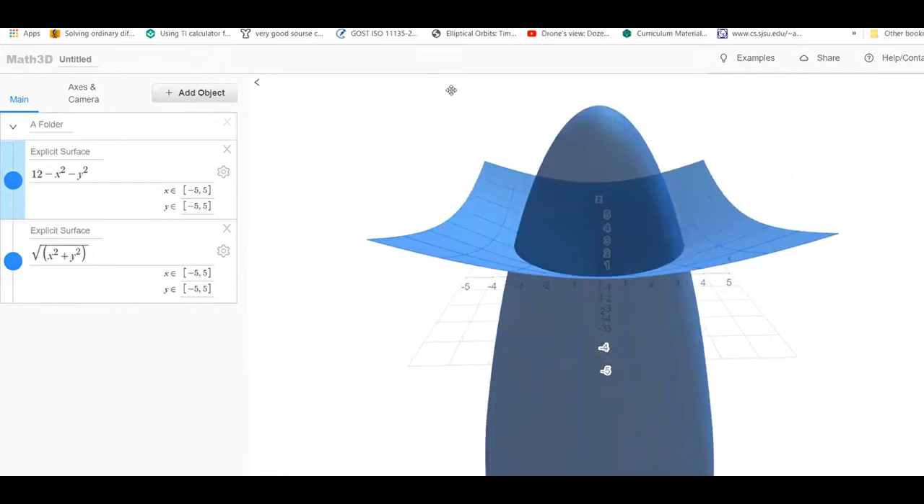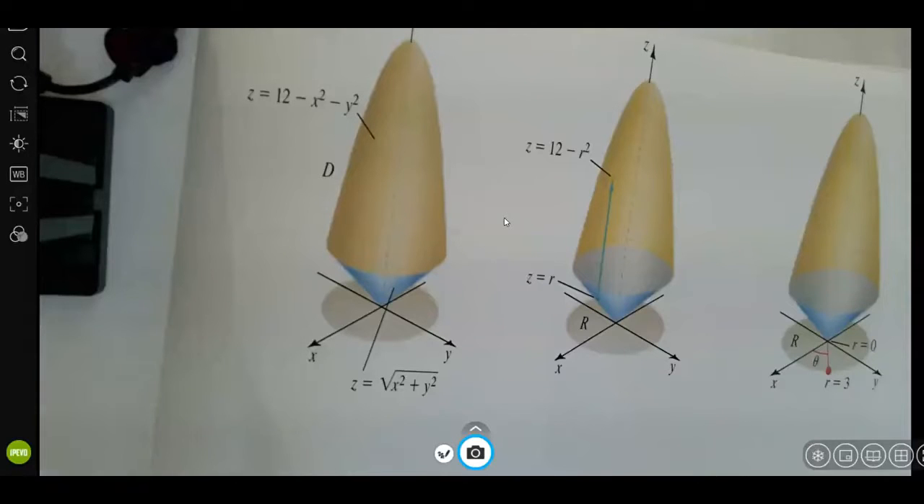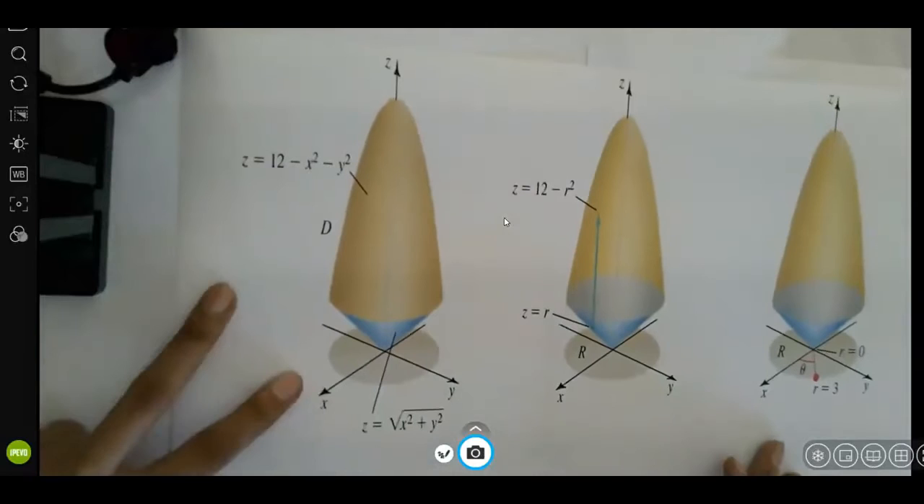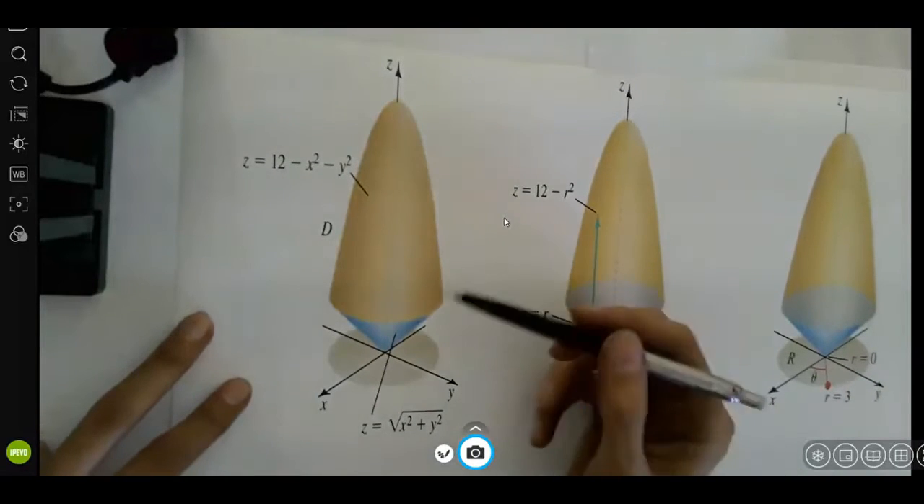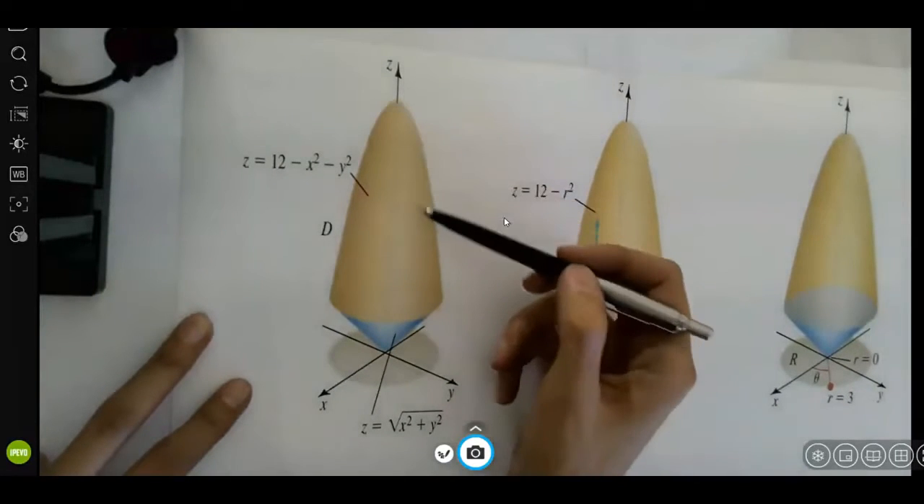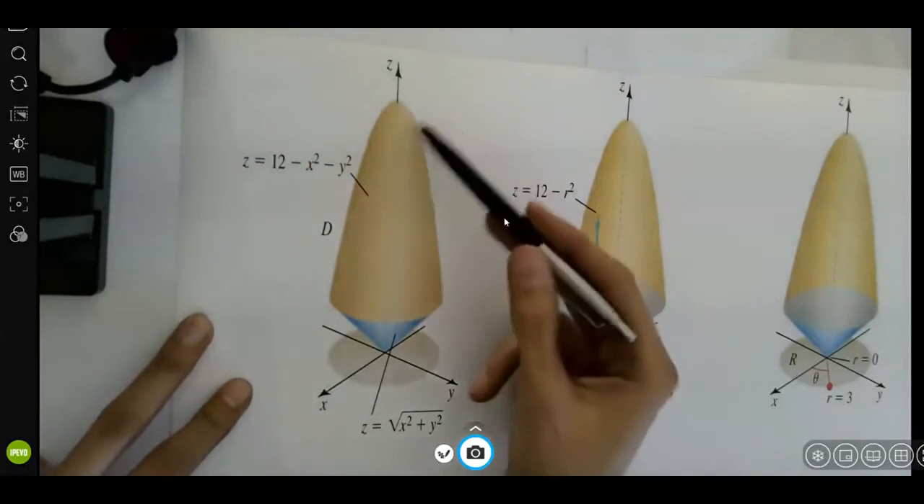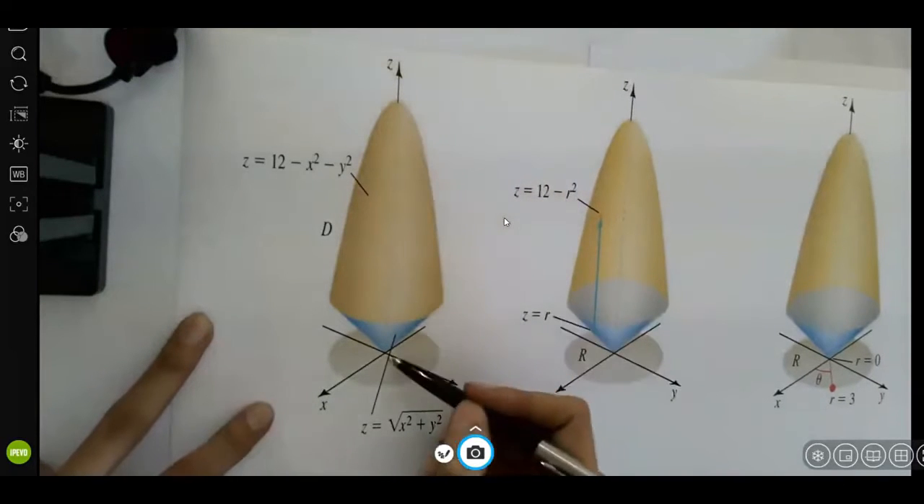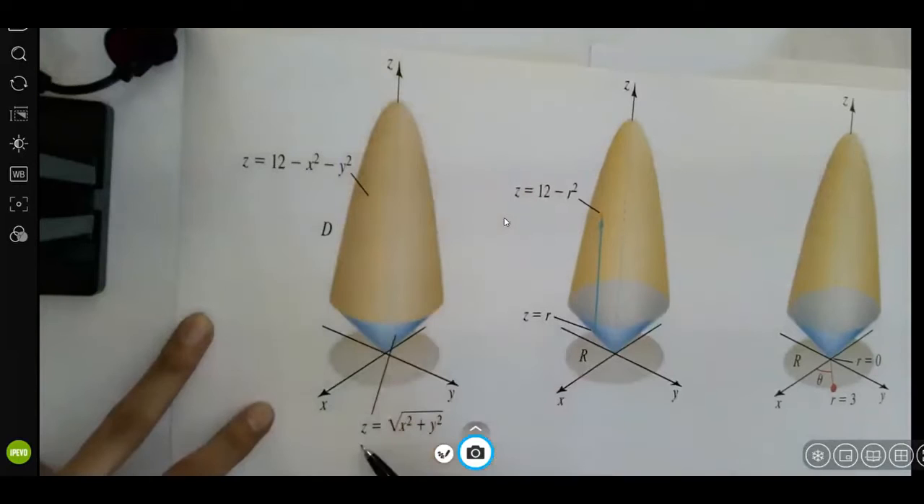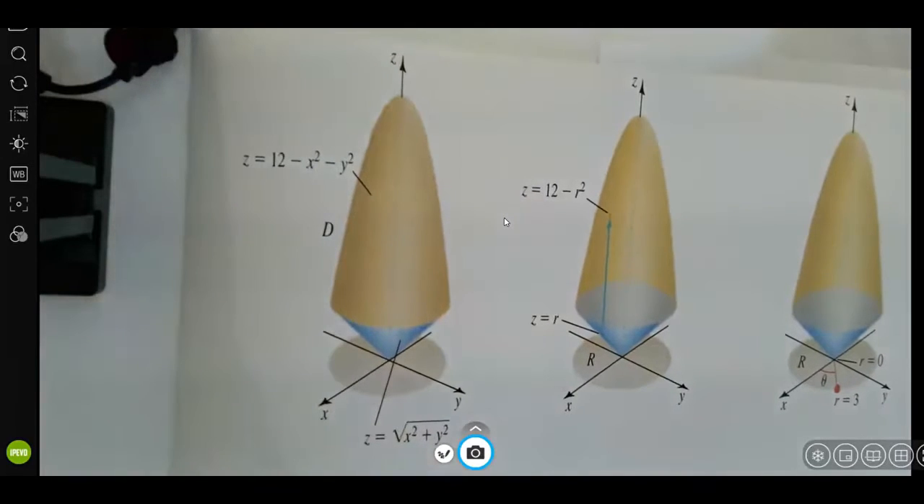A better visualization? Here we go. So here we have 12 minus x squared minus y squared, the inverted paraboloid, and down here you have your cone, z equals square root of x squared plus y squared. Let me just put that on the board.